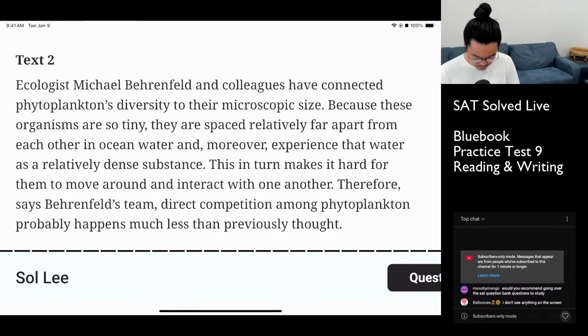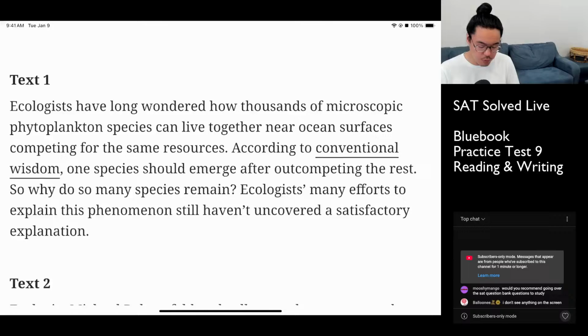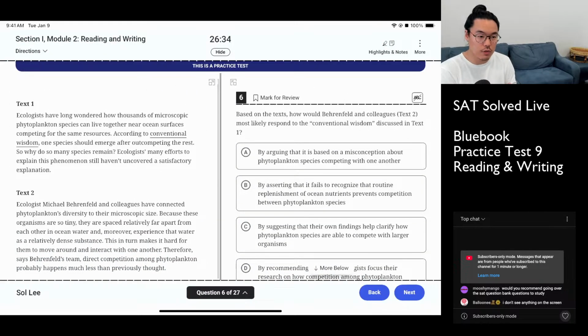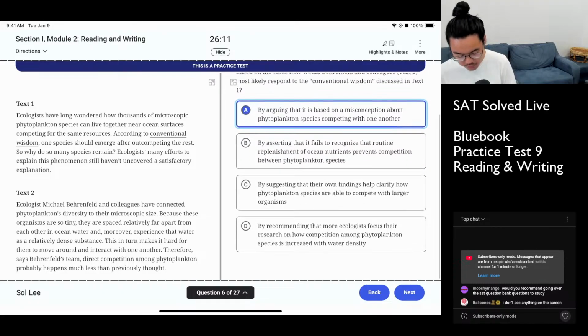And plus, because they're tiny, water is dense. So they don't actually even interact with each other much. So they're not really competing much. The problem before is that we thought they would have to compete and one would have to win, but it turns out they're so small they don't really compete at all. Your premise is wrong. So Barenfeld and colleagues would say that the conventional wisdom is based on a wrong premise, which is that they are competing. Actually, they're too small to even compete in the first place. Misconception about competing. Actually, that's basically my prediction. So I just double check B, C, and D.